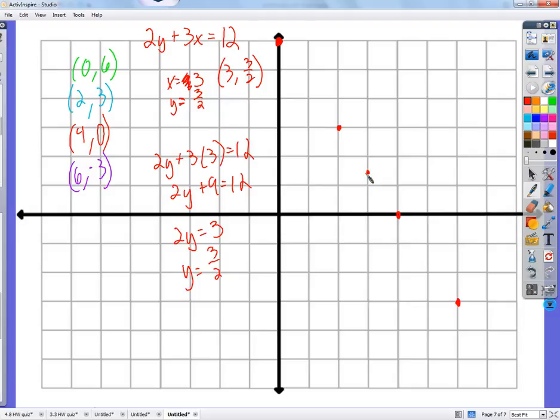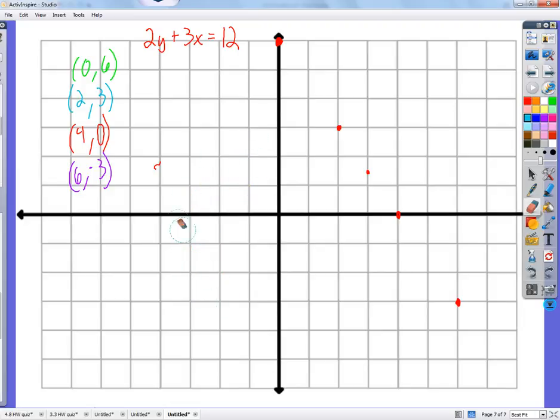Okay. Bridger, you said you had another solution? What'd you have? X is 8, and y was -6. So x is 8 and y is -6. Can we test Bridger's solution, see if it is a solution? How do we do it? Plug it in for x and y, plug in 8 for x and -6 for y.